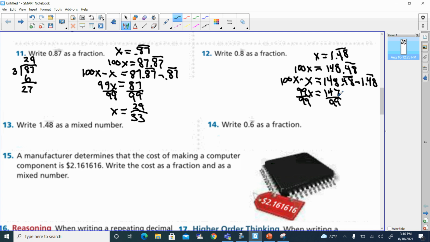And 147 divided by 99. Well, I know 99 goes into 147 at least one time with 48 left over. So this is really going to be 1 and 48 over 99. Is there a number that goes into 48 and 99? I think yes. I think 48 is divisible by 3.